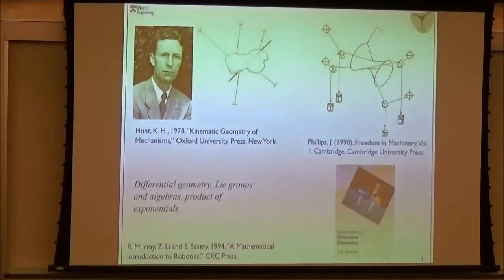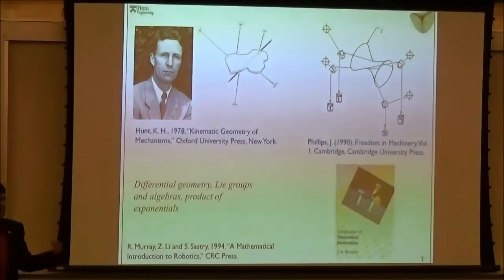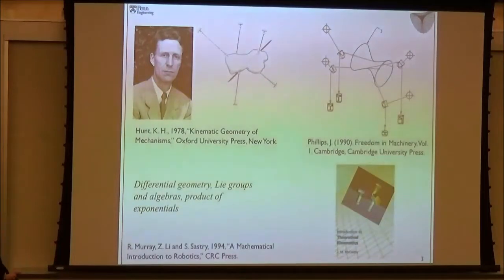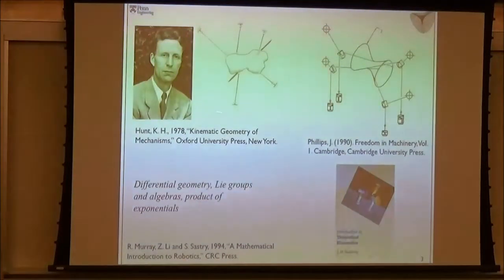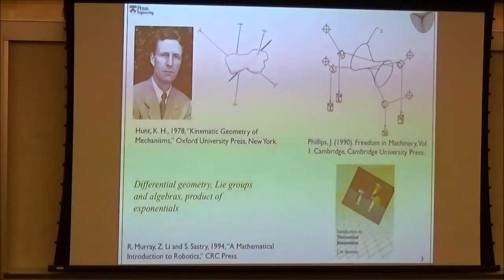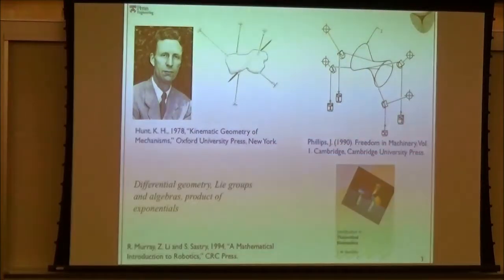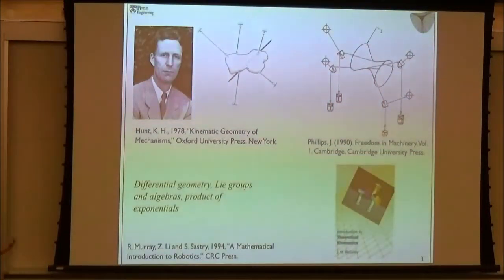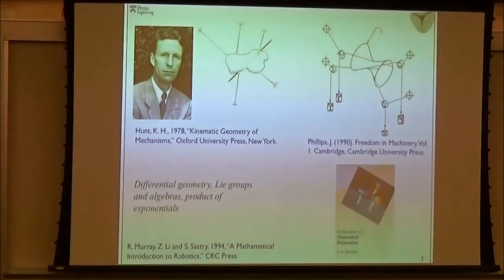All the material I have has been pulled from these four texts. I include here a picture of Ken Hunt, who is no longer with us, but it was because of him I got pulled into doing kinematics and mechanisms. And this book, although it's quite difficult to read, contains lots of good stuff. Both Ken Hunt's book and Jack Phillips' book really look at the geometry, and you can read the book even though you might not be interested in the underlying mathematical representations.